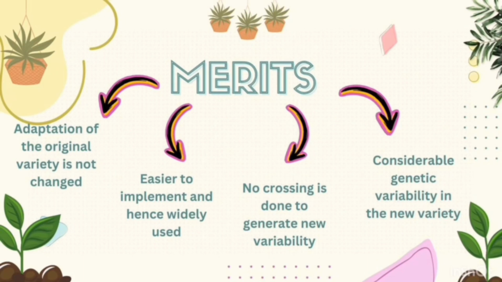Next, it is conducted on a homozygous and heterogeneous population and no crossing is done to generate new variability. So extensive and prolonged yield trials are not necessary. This reduces time and cost in developing a new variety. Lastly, mass selection retains considerable genetic variability in the new variety. Therefore, another round of mass selection after a few years will be effective in improving the variety in future.